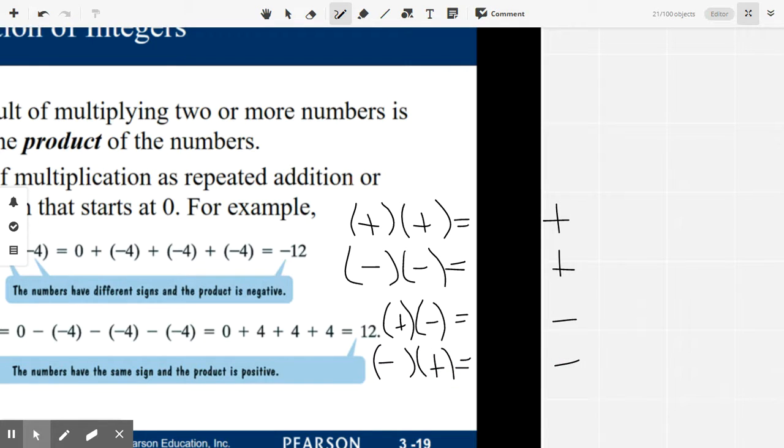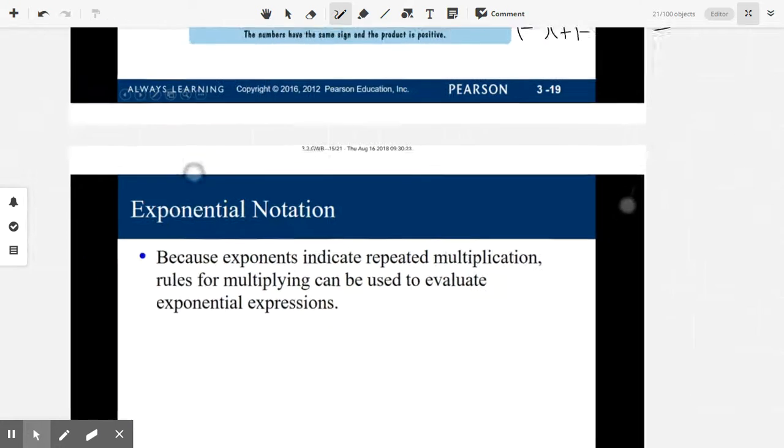That's the same thing with division. You divide two positives, you get a positive. You divide two negatives, you get a positive. You divide a positive and a negative, you get a negative. You divide a negative and a positive, you get a negative. All right, so remember that.